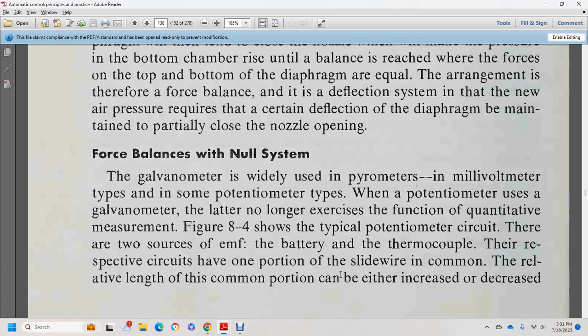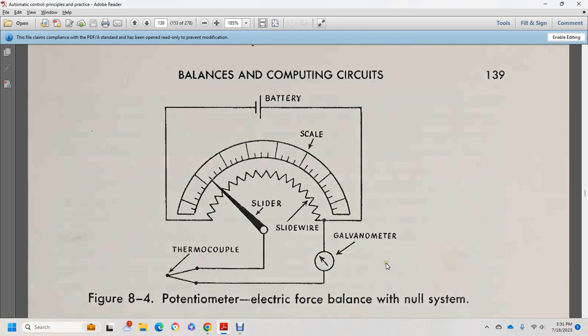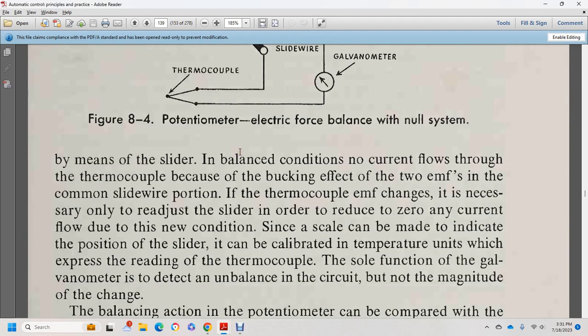They are respectively connected to one portion of the slide wire, and the common portion of the active length can be either increased or decreased, showing the potentiometer's electrical force balance with the null system: the battery, the scale of the slide wire, and the galvanometer with the thermocouple. By means of the slide, at the balance condition no current flows through the thermocouple, because the two EMFs are bucking each other across the common slide wire portion.